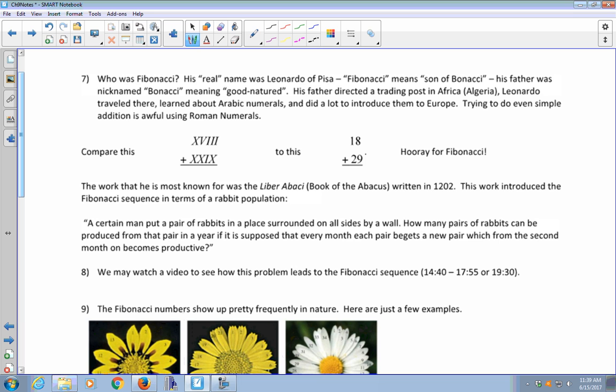But the work that he's most known for is a book called the Liber Abaci, written in 1202. It introduced the Fibonacci sequence in terms of a rabbit population.